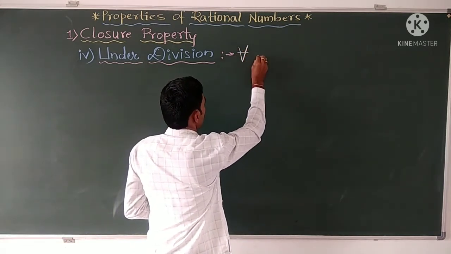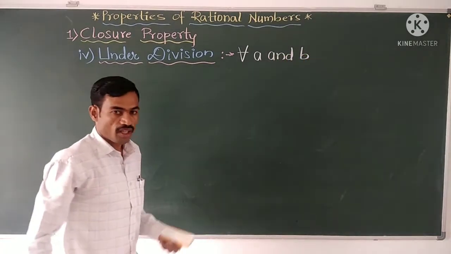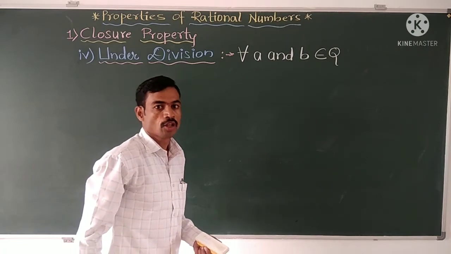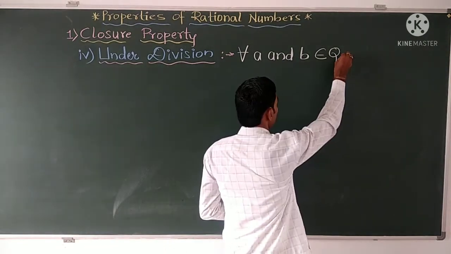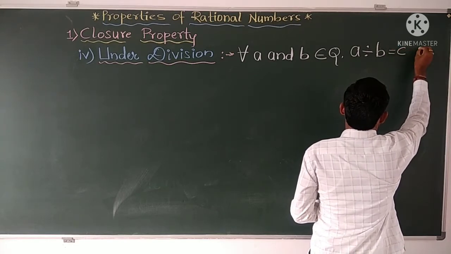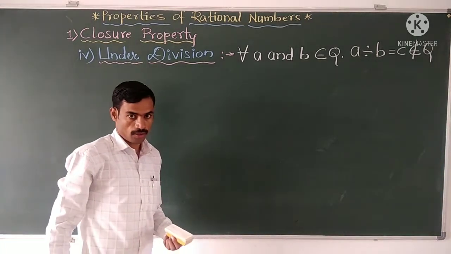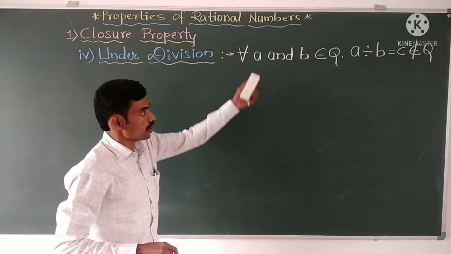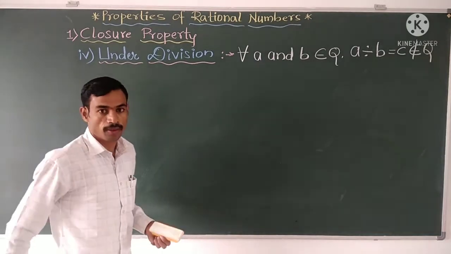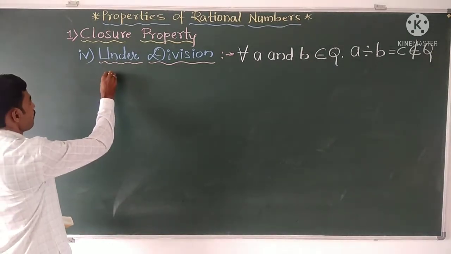For every two rational numbers A and B, both belonging to Q, that is, both are rational numbers, is A divided by B equal to C, where C belongs to Q for every rational number? For some rational numbers this property is applicable, but for every rational number it is not applicable. Clear? So let us see one example.